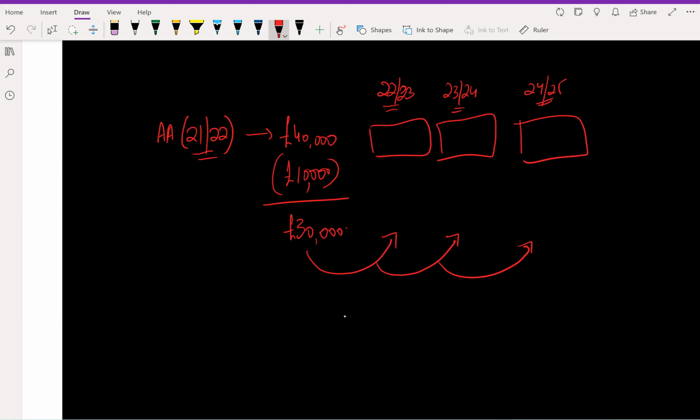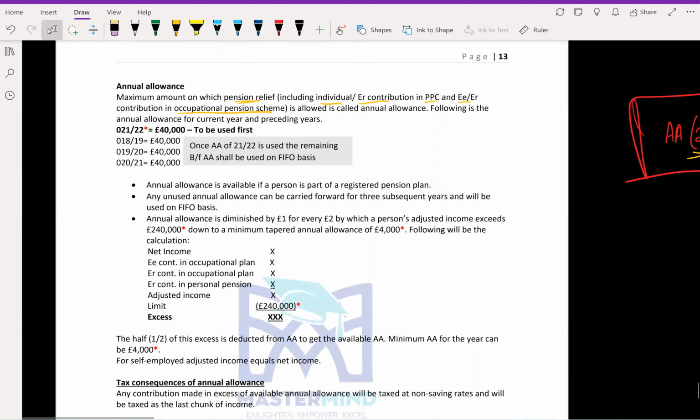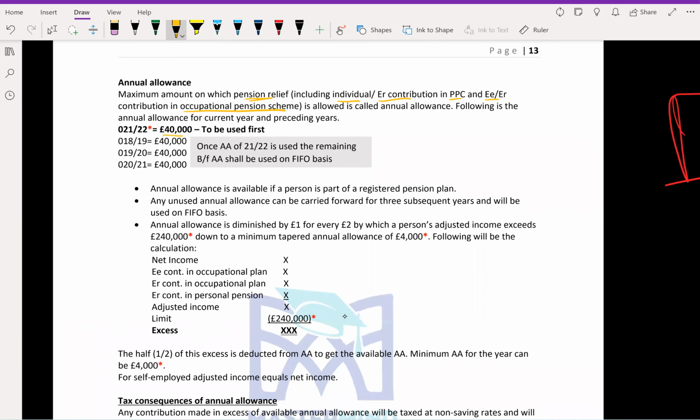Plus the annual allowance which is being brought forward from previous years. So if I make 21-22 the benchmark year, listen to me carefully. If I make the 21-22 fiscal year the benchmark year, this is how it's going to be. 21-22 itself, 40,000 is available. This is to be used first.